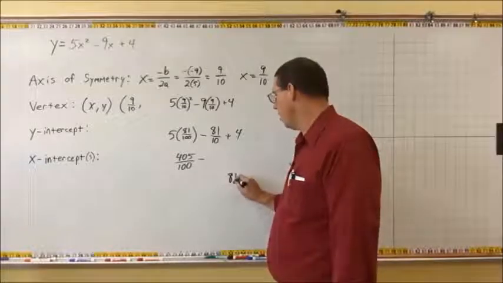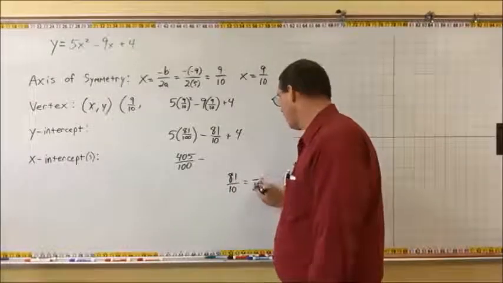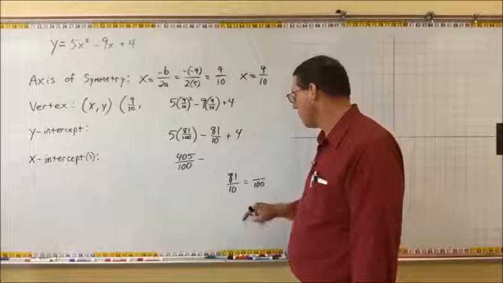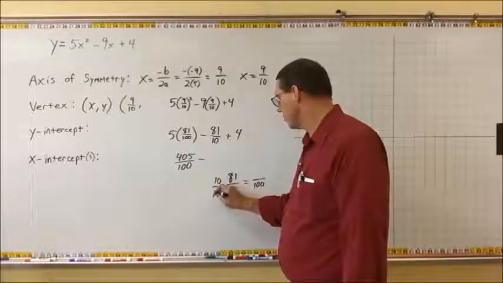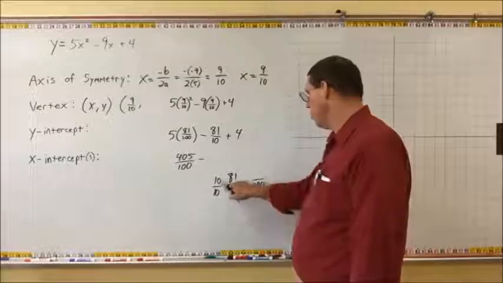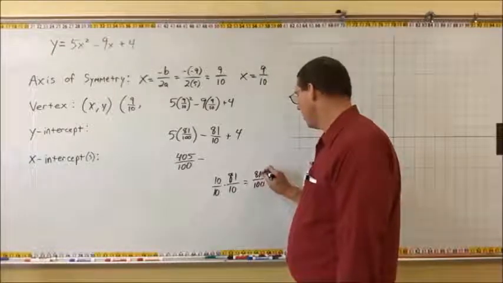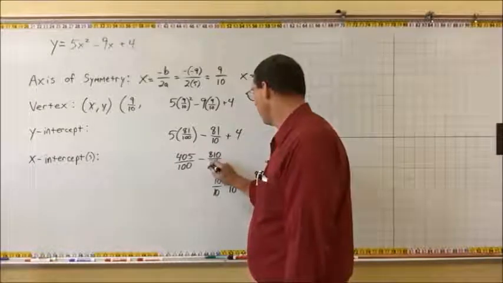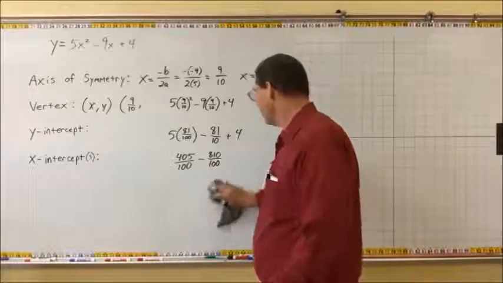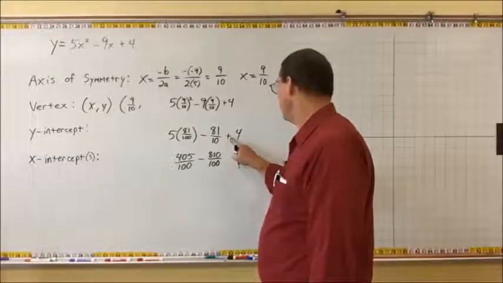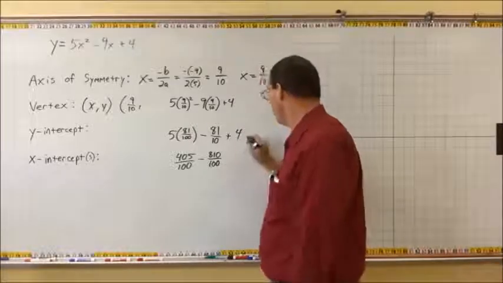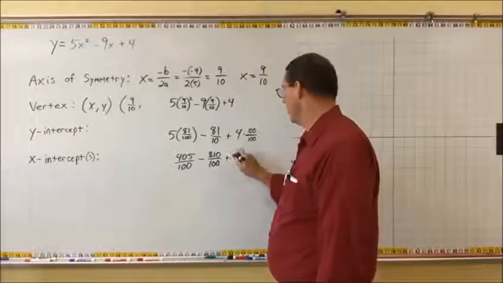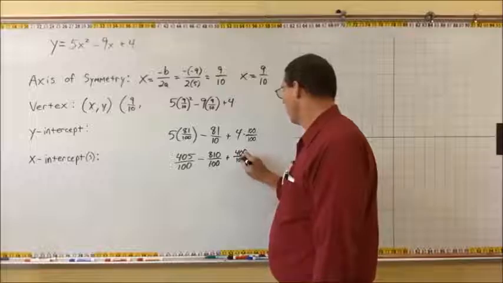So to turn 81 over 10 into a fraction that's over 100, we've got to multiply this by 10 to get to 100, so we'll multiply the top times 10 also. So 10 over 10, 10 times 10 is 100, 10 times 81 is 810. Okay, so now this is 810 over 100. And then lastly, we've got to turn this 4 into over 100. We're going to do that by multiplying by 100 over 100, right? And 4 times 100, that's 400 over 100.